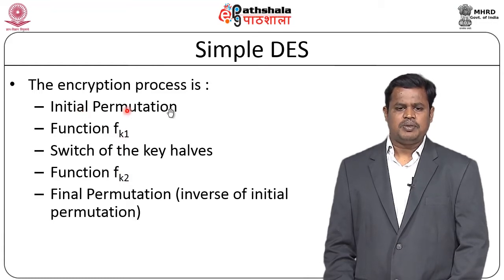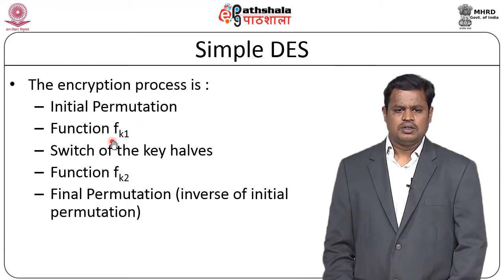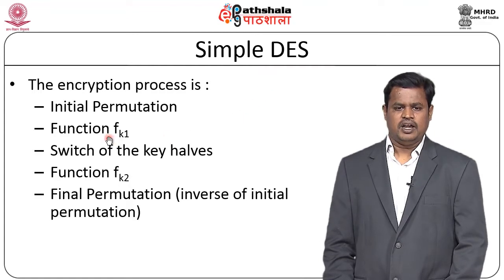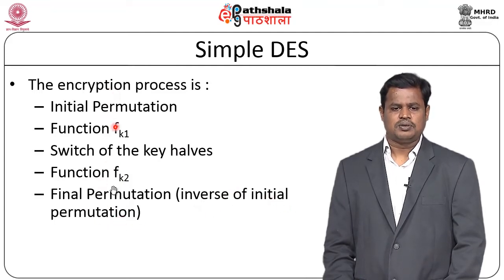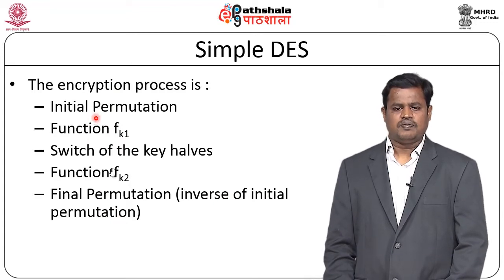So, we have the initial permutation function, because the actual DES algorithm has 16 rounds, but here we are going to take only 2 rounds: the function f sub k1 and f sub k2, the switch of key halves, and then the final permutation, which is the inverse of the initial permutation. This is our encryption process. We have the initial permutation and the final permutation.